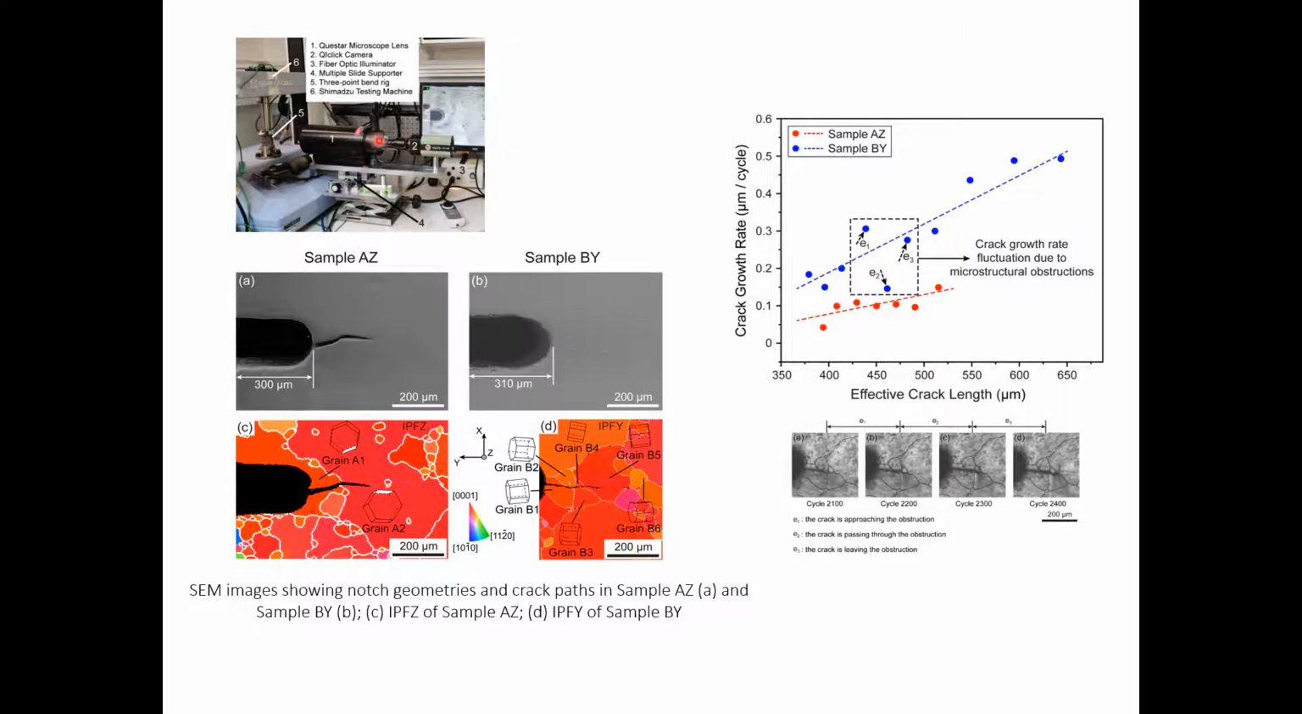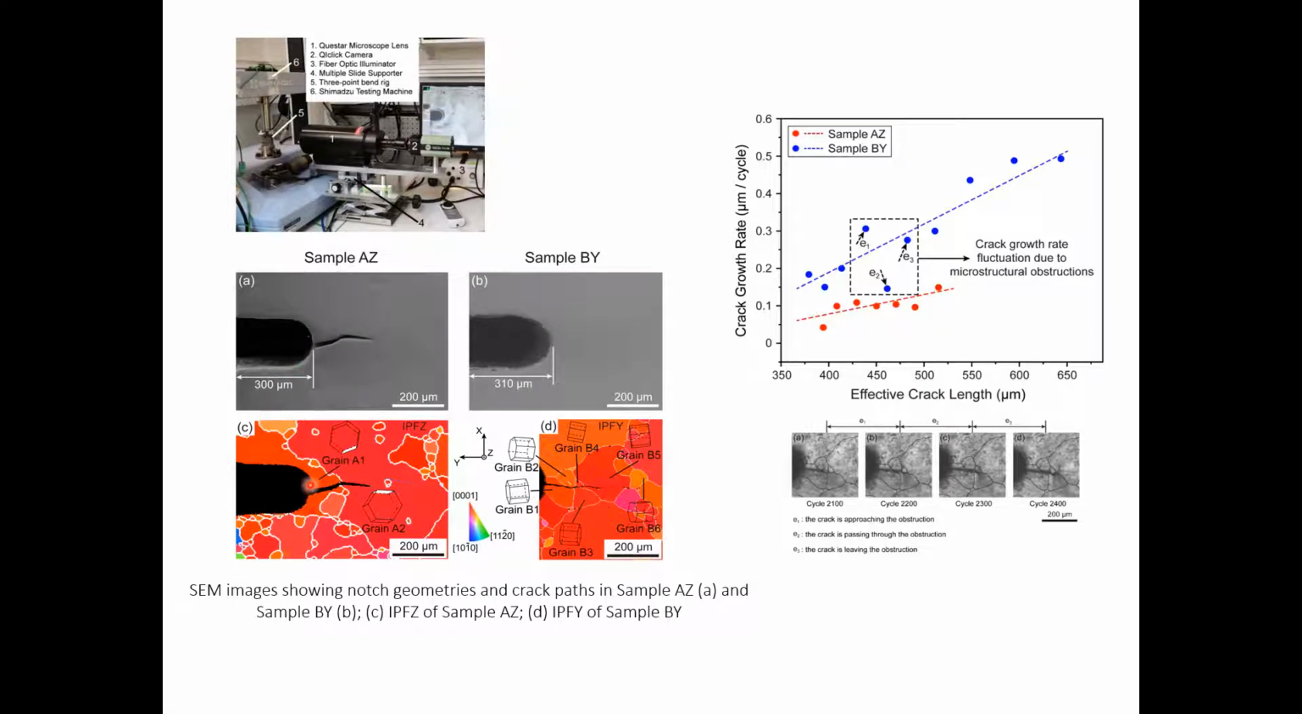This is a Questar long distance microscope, which enables us to get a resolution of about a minimum of 5 microns within the region of interest in order to capture crack growth at the notch, and also digital image correlation maps for tracking strains and other quantities at the crack tips. And we've chosen two extreme examples for this.